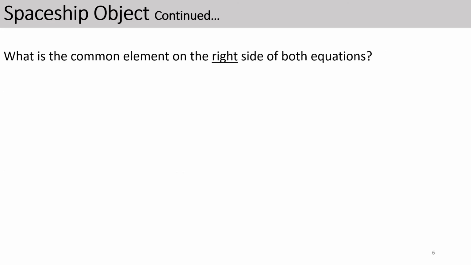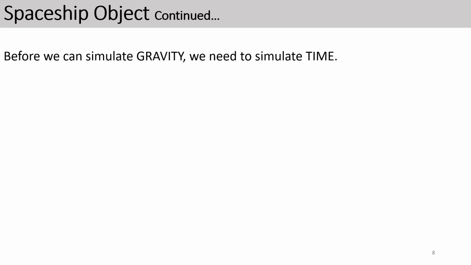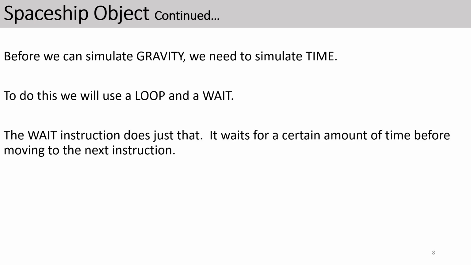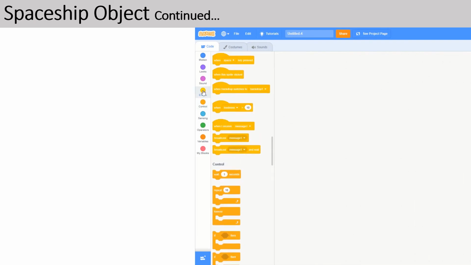What's the common element on the right side of both equations? Time. Before we can simulate gravity, we need to simulate time. To do this, we'll use a loop and a wait. The wait instruction does just that. It waits for a certain amount of time before moving to the next instruction. So let's create our time simulator.